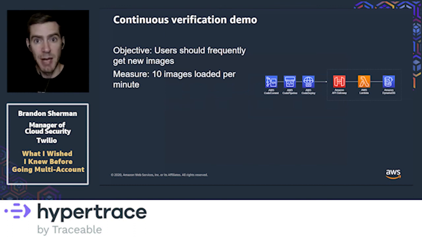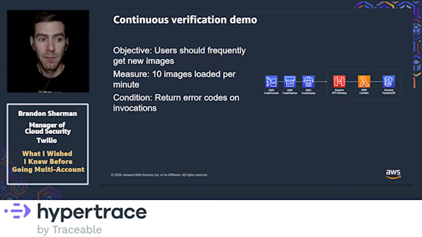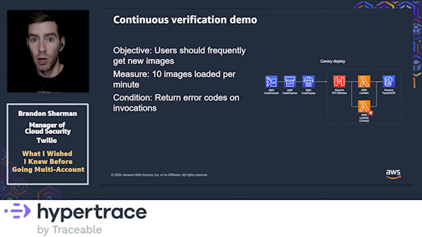So I need to be able to measure that in our application, of course, and then set up alarms for this if we're below that measure. And we add a condition through our deployment. In this case, we're going to return error codes on invocations. So we're going to use that status code failure mode as we used before. Add that as a canary deploy, so it will be for a smaller amount of invocations. And then we're able to verify them, pass and fail.